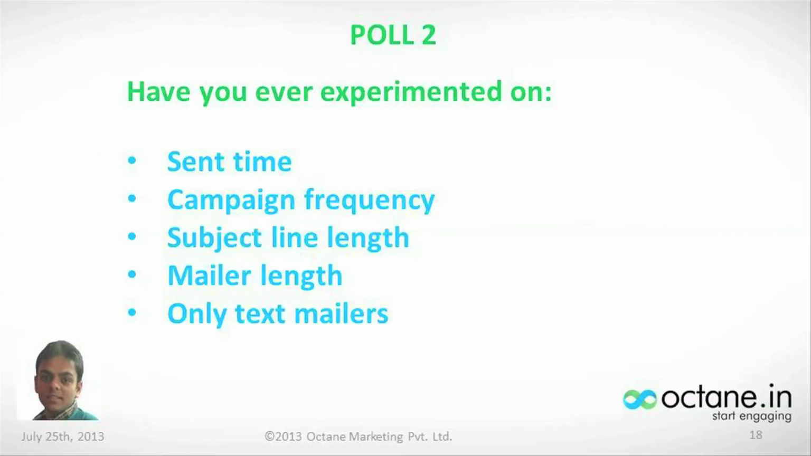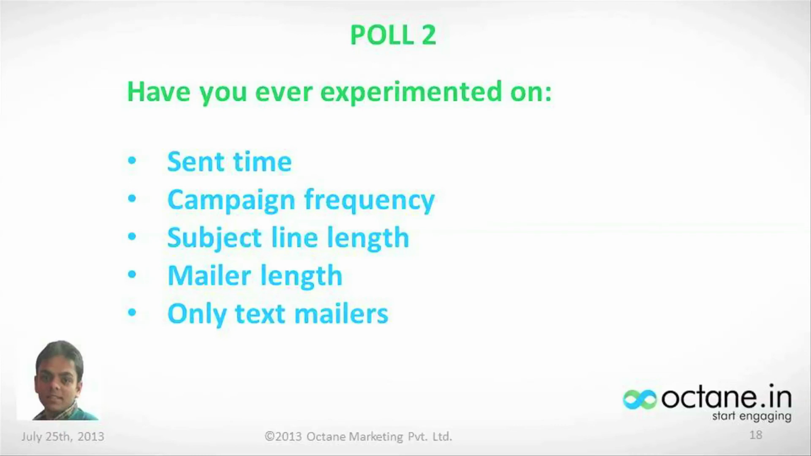So we'll quickly take the second poll. You guys can see the question. This is basically to link to the first question again. If you've experimented, what do you usually experiment on? What kind of parameters? Send time and subject line seem to be the winners.